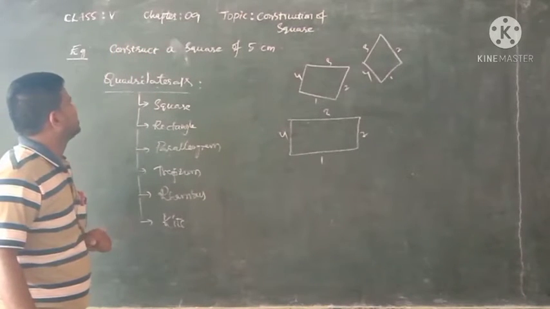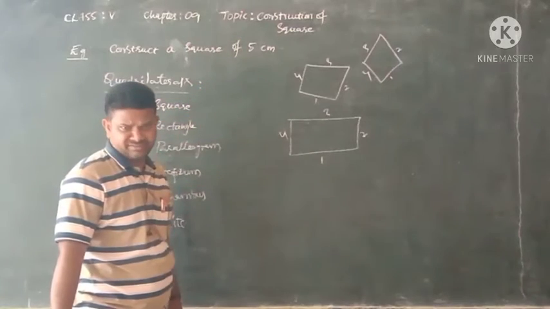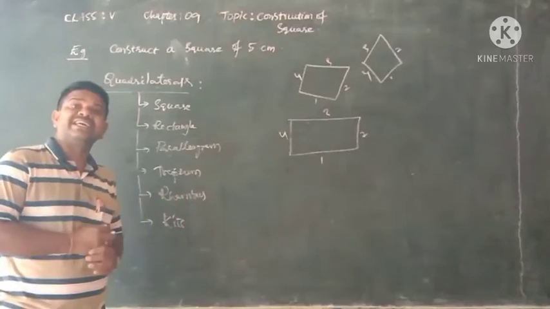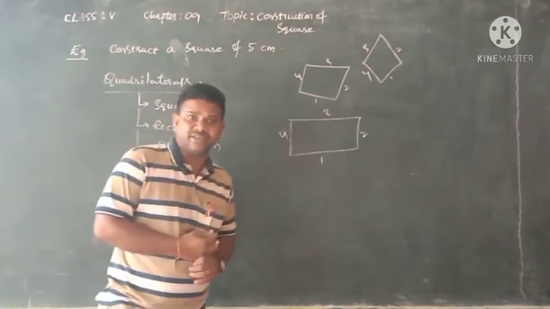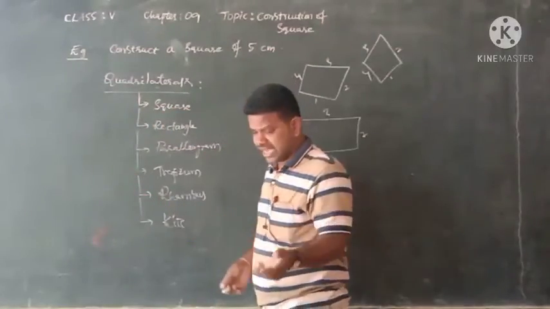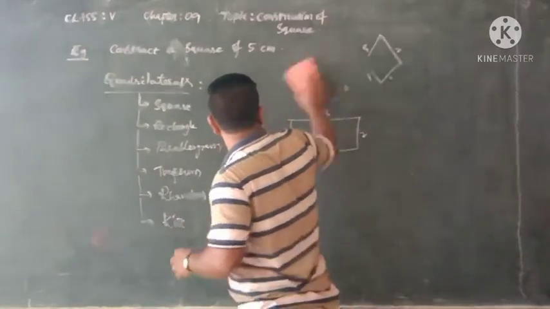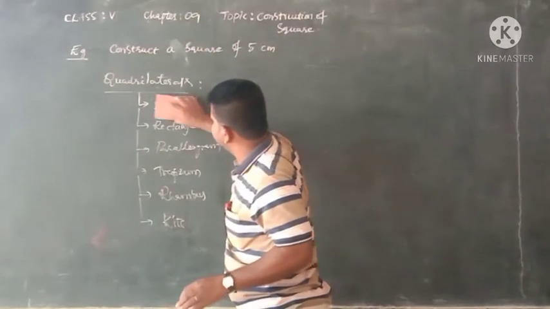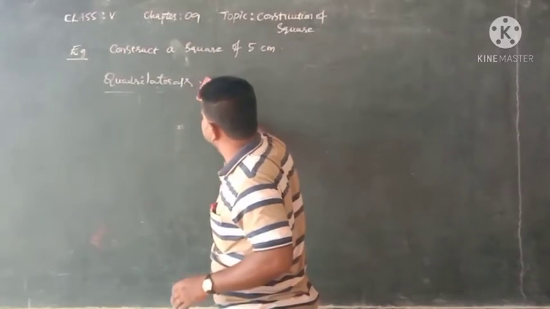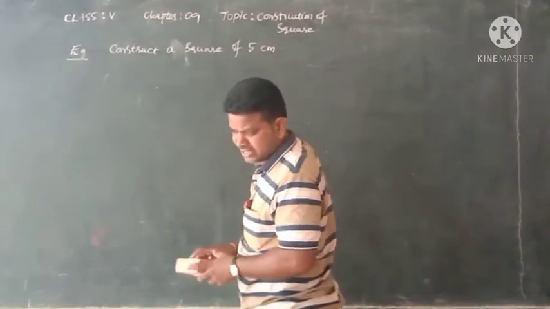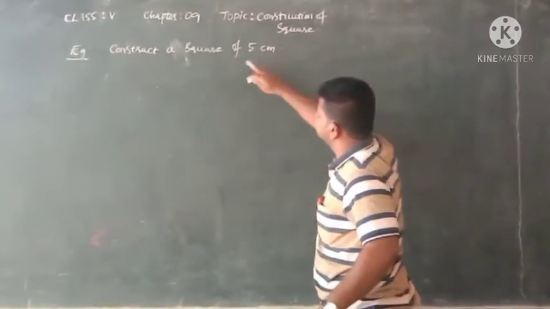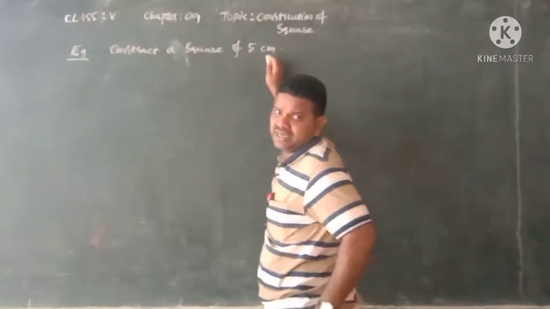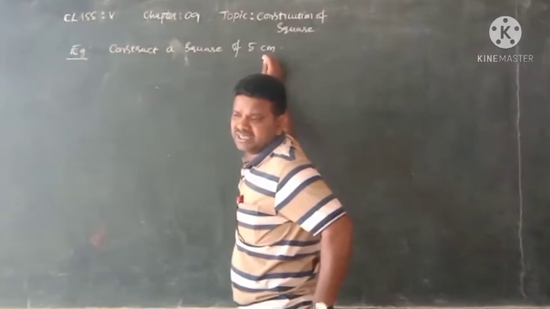Chapter 9, construction of square. How to construct a square? Yes, square is a quadrilateral, no doubt, because it is formed by 4 line segments, right? So we have a question: construct a square of 5 centimeters. How to construct a square with 5 centimeters?